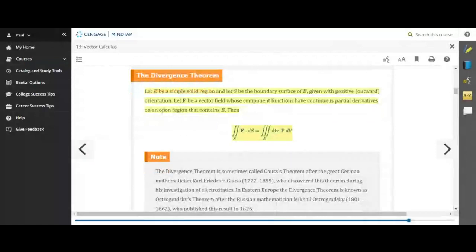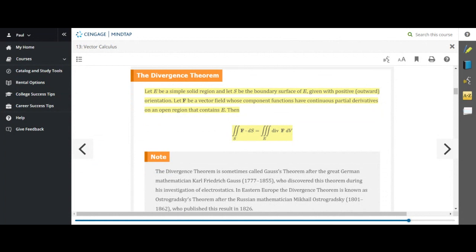So here we have a simple solid region. I like to think of E as just a simple solid. Honestly, when I think region, I think of something in the XY plane. I think the book should just say simple solid instead of simple solid region. But at any rate, let's say we have a simple solid region, and S is a boundary surface of that solid region E. The surface entirely encloses the solid E. And we're assuming we have positive outward orientation.